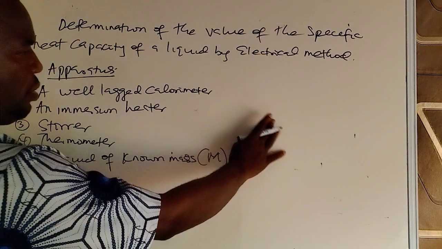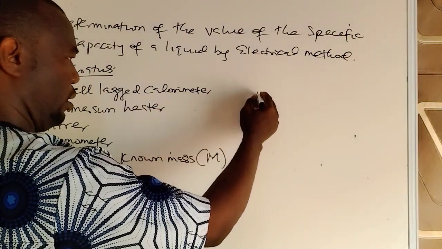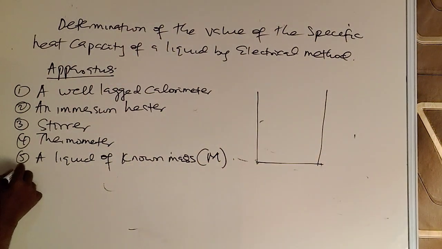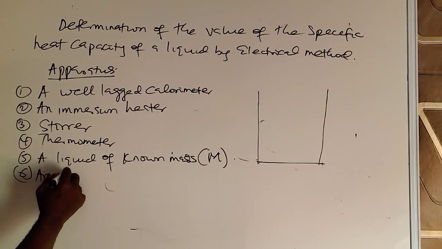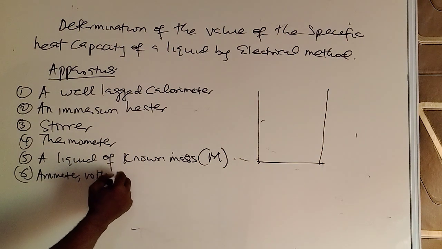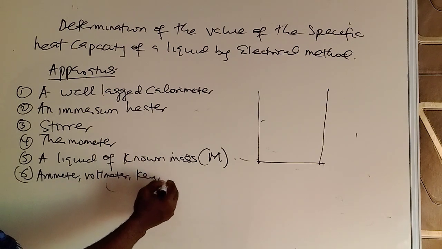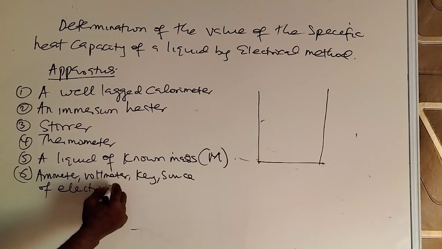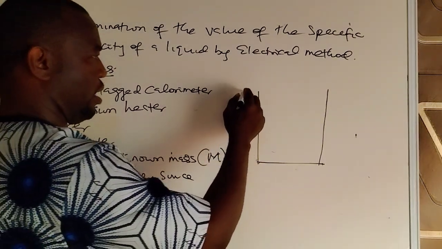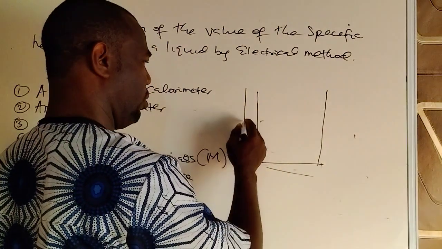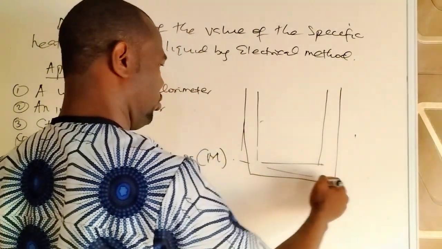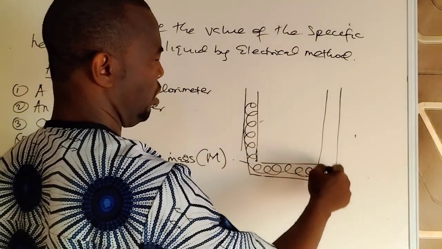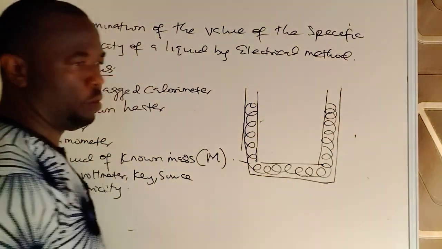So how do we go about it? So we have a calorimeter, and of course, before we go on, we need an ammeter, the voltmeter, the key, and the source of electricity, the cell. All these are required. So this is a calorimeter, a double-walled vessel, and in between the two vessels, we have the felt, what's called lagging, or cotton wool, to prevent heat loss.